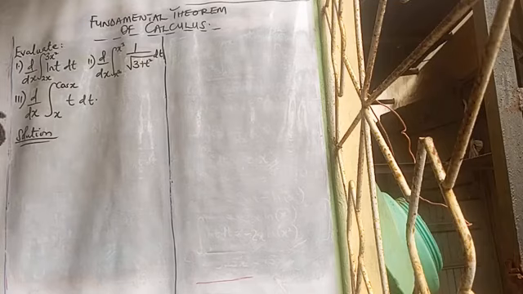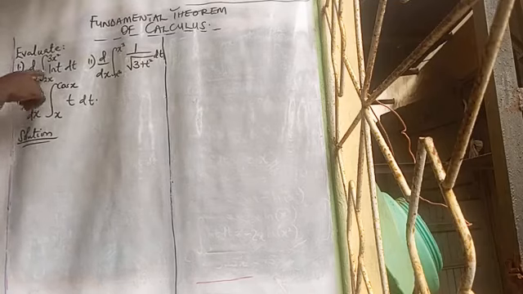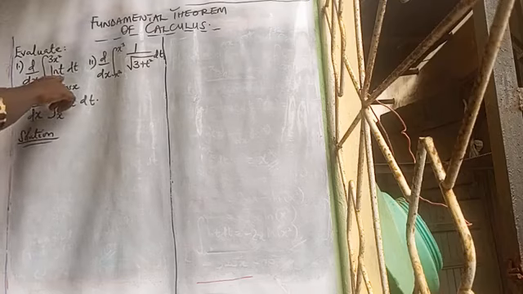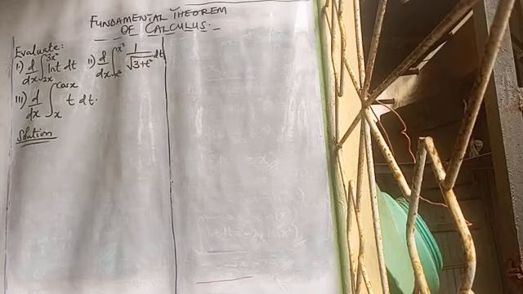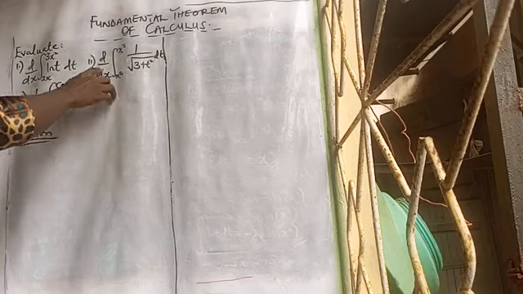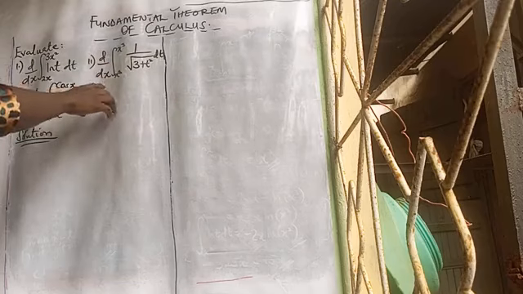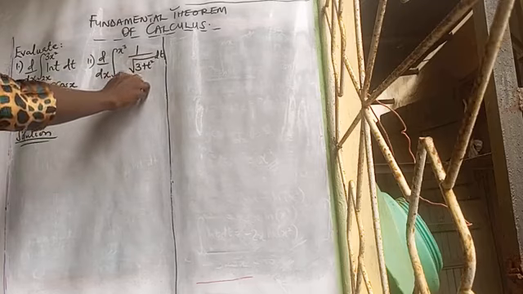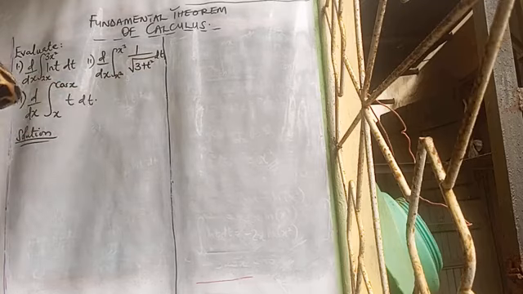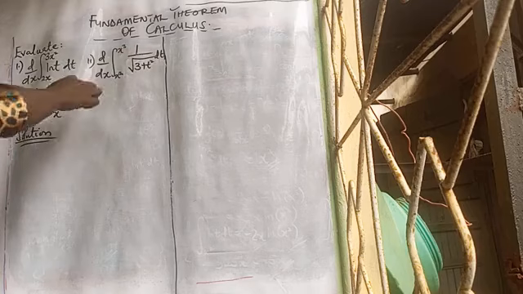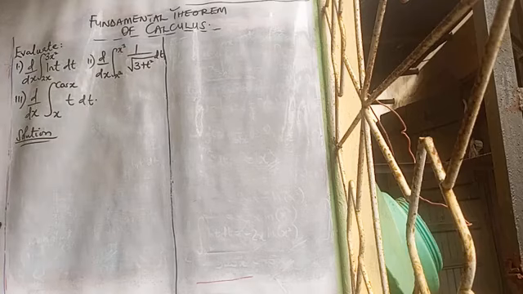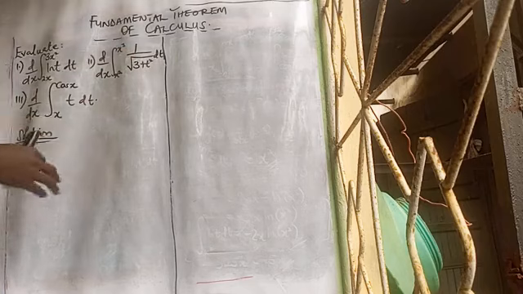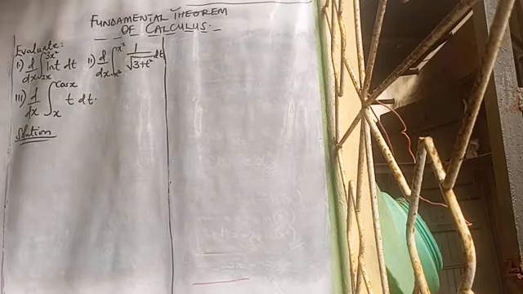The first one says d dx of the integral of ln t dt from 2x to 3x squared. The second one says d dx of the integral of 1 over root of 3 plus t squared from x squared to x cubed. And then we have the third question. I have three questions that I want to solve.